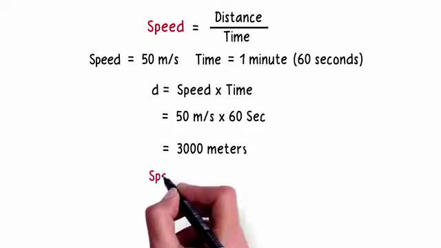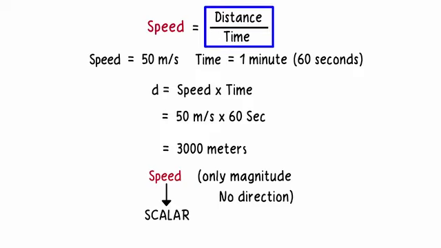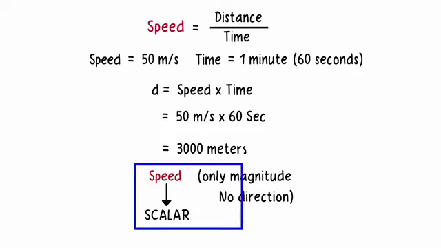This tells us that speed offers only magnitude, making it what we call in physics a scalar quantity. It doesn't specify the direction. It just tells us how much ground is covered in the given time, regardless of the direction traveled in. Scalar quantities only cover magnitude and do not specify direction.